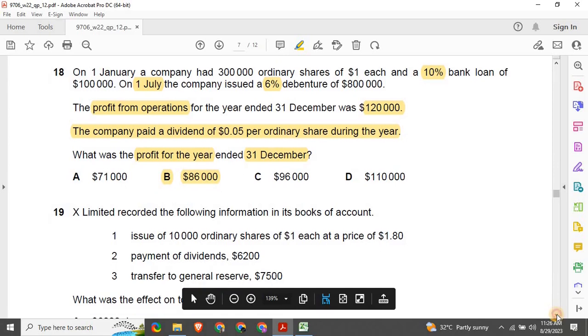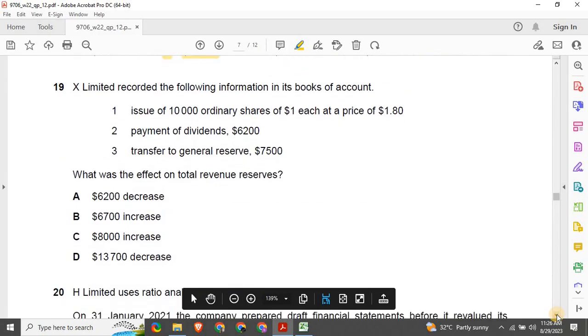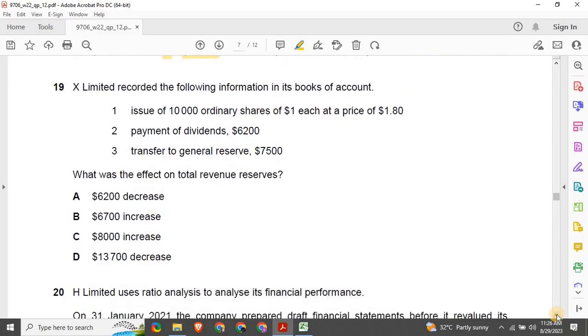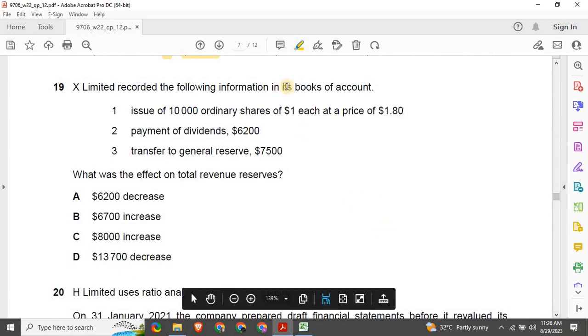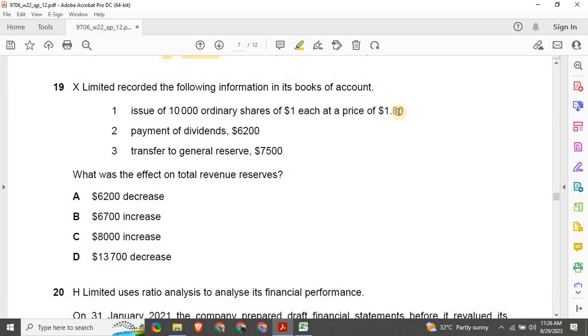Question number 19. X Limited recorded the following information in the books of account. Issue of 10,000 ordinary shares of $1 each at a price of 1.80. Payment of dividend 6,200. Transfer to general reserve 7,500. What was the effect on the total revenue reserve? Okay, revenue reserve.